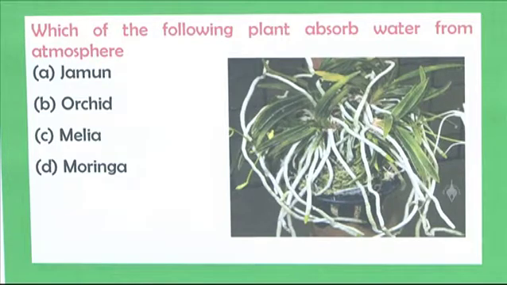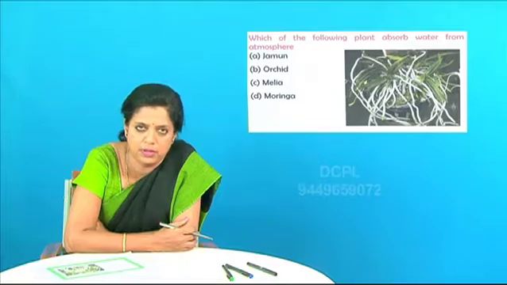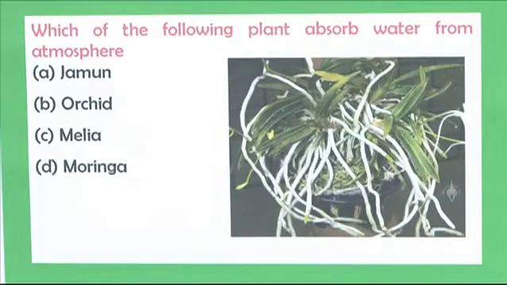First one says jamun. Jamun, you know, it's a regular plant. Next is orchid. Third says melia. Next is moringa, right? So, what are these? Jamun is the blue colored fruit plant, a big tree that need not depend on atmospheric water to absorb, right.